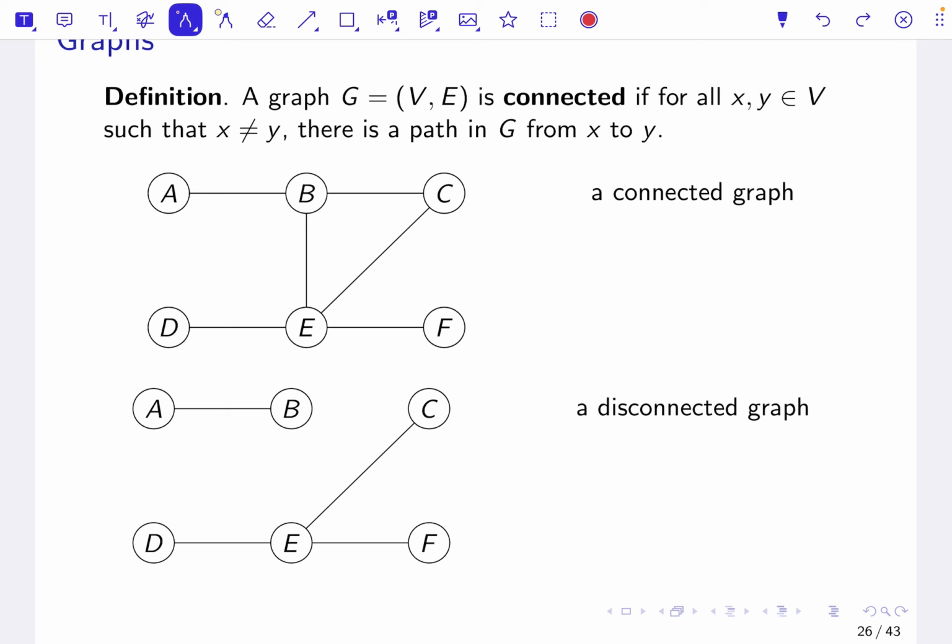Remember the transportation metaphor. These could be cities and the roads between them, where A and B are just on a different landmass from the rest of the area represented by the graph.